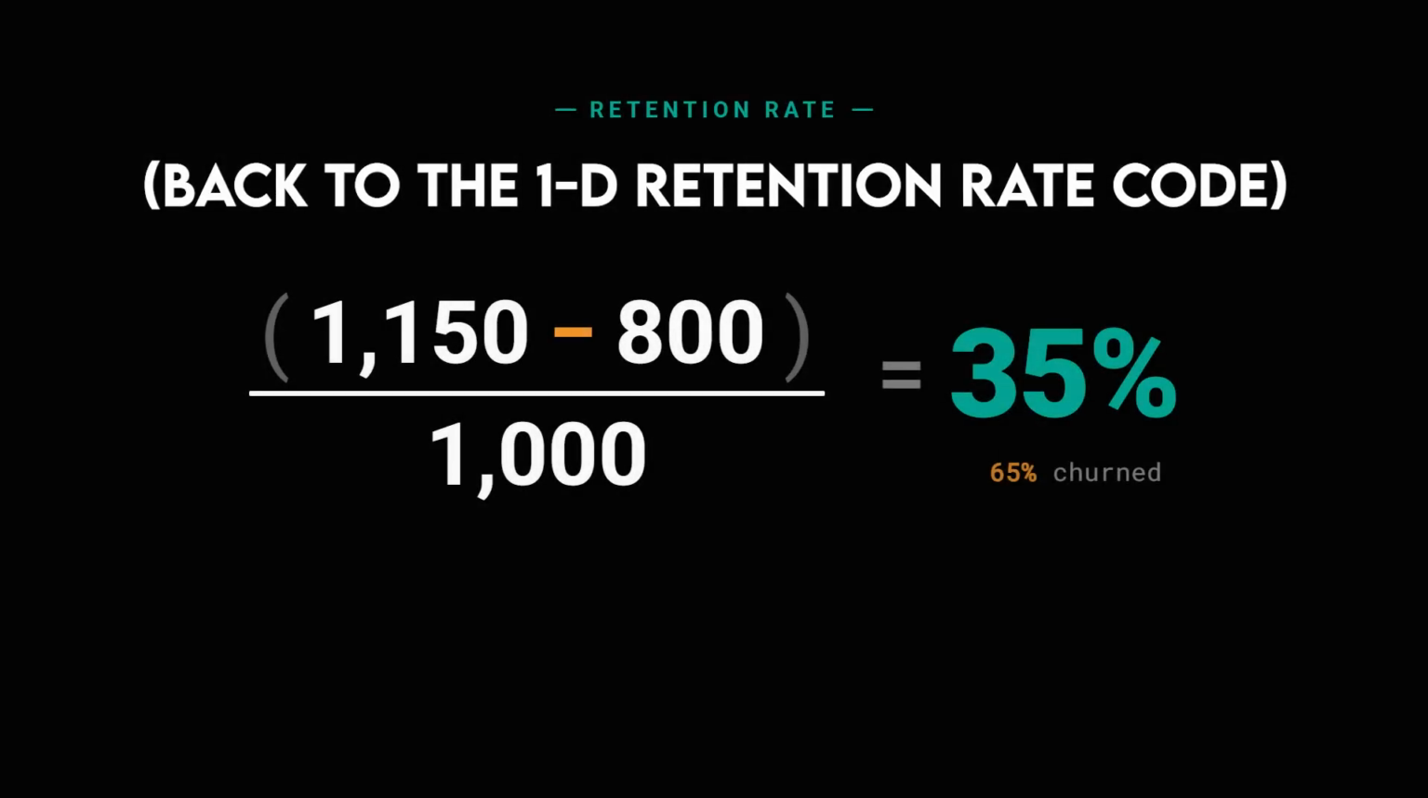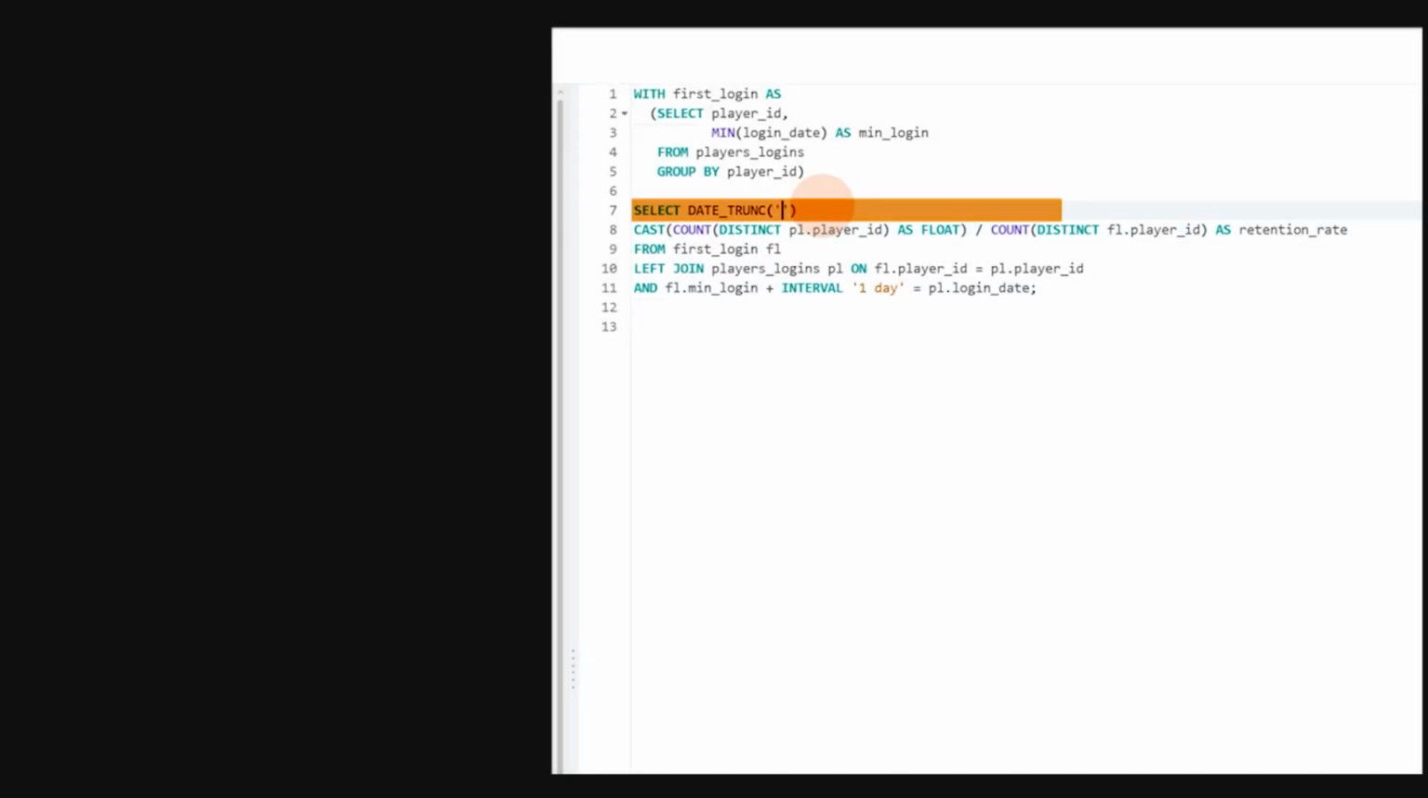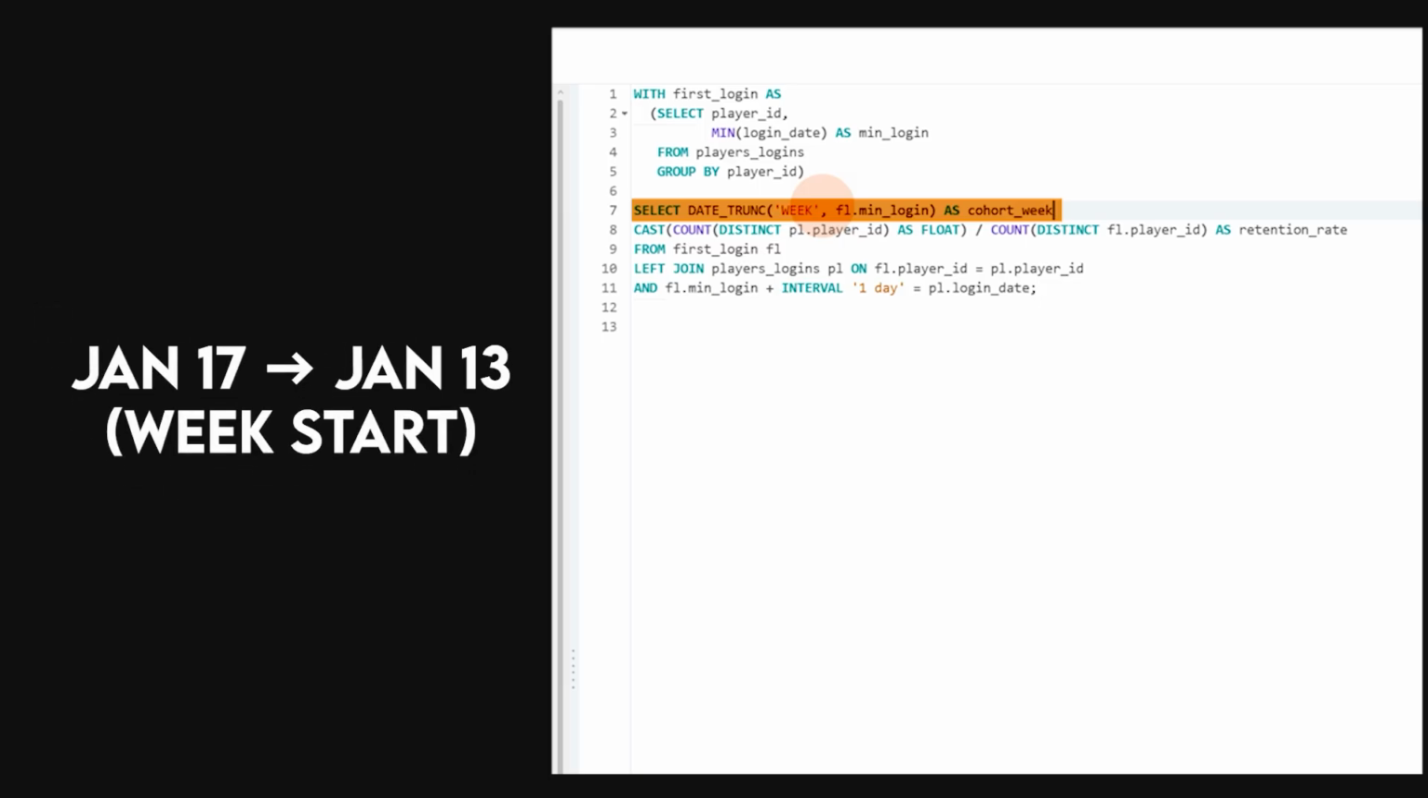Now for cohort retention, what PMs ask for when they want to know if a feature improved stickiness over time. The change from our day 1 query is minimal. We add 2 things. 1, date trunc, week, min login. This groups every user by the week they started. January 17th becomes January 13th. Everyone that week shares 1 cohort.